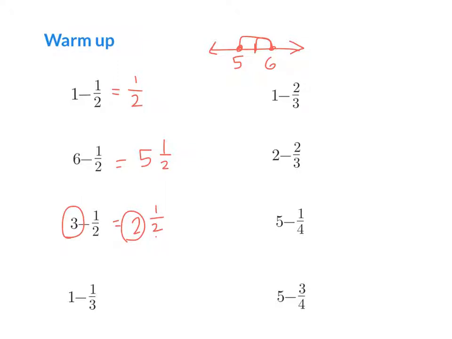What's 1 minus 1/3? 2/3. 2/3, good. Okay, what's 1 minus 2/3? 1/3. Good. What's 2 minus 2/3? 1 and 1/3. What's 5 minus 1/4? 4 and 3/4. And what's 5 minus 3/4? 4 and 1/4.